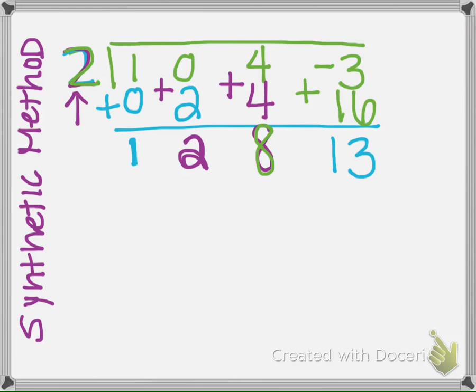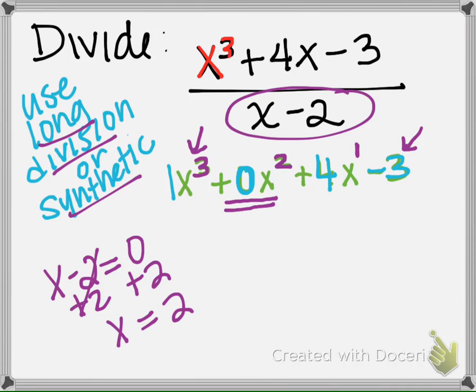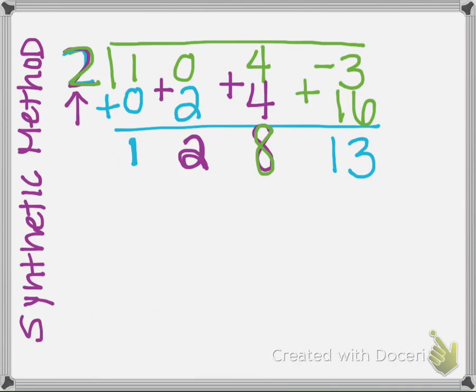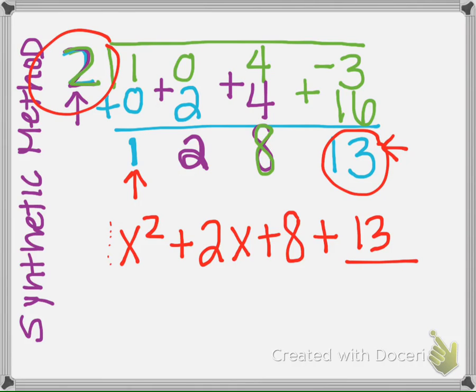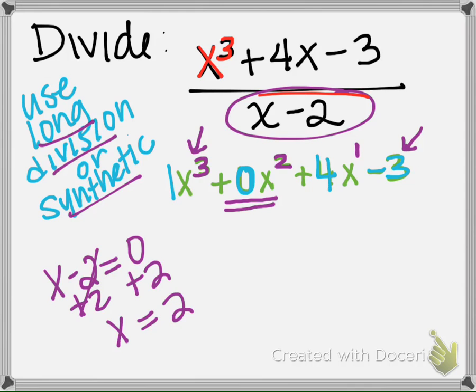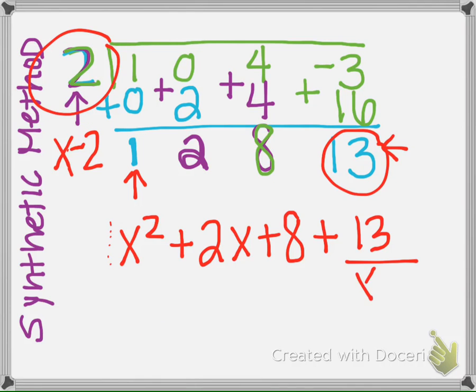So now that we are done, we get a final answer of, if we go back to the original problem, it started as an x cubed. So since the highest degree was an x cubed, then this is going to go with 1 less. So it's going to be x squared. So 1 x squared, and then we descend the exponent, so plus 2x, and this is a positive 8, and then this is our remainder, 13. So we're going to put plus, because it's a positive 13, all over what was originally out here, an x minus 2. So that's what we put here.